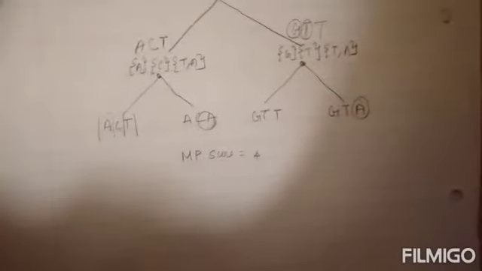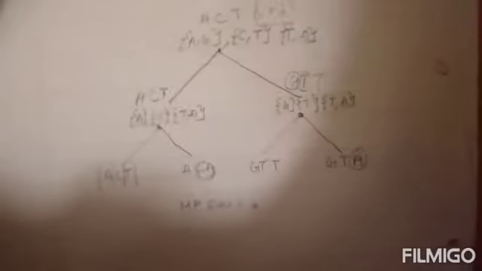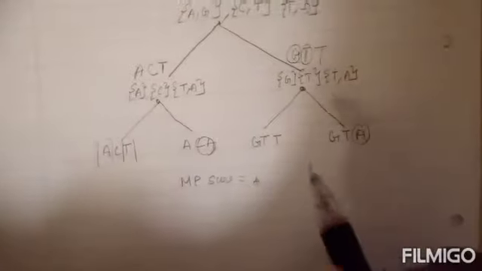For example, if you consider some other trees, you would also have a higher score or a lower score. So you would choose the one with the lowest maximum parsimony score, and that would be the most optimal tree.